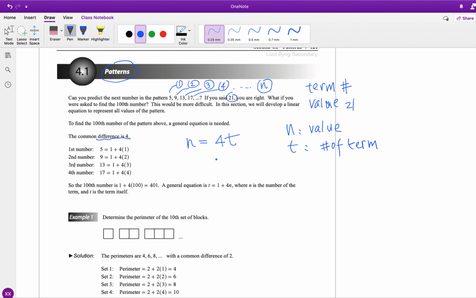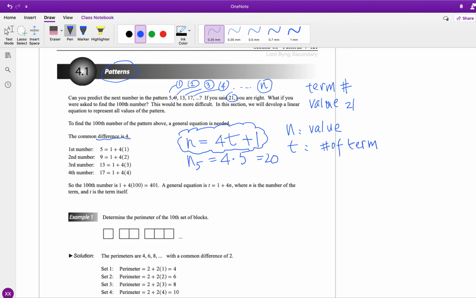However, is this the equation? Let's check the fifth term. The fifth term will be n5, so that is 4 multiplied by 5, because it's the fifth term. That equals 20. Oh, well, no, that is 21. So that's what's going on here. The first term is 4? No, the first term is 5. Therefore, in the general formula, we're going to plus 1. Believe it or not, this is our formula for this list of numbers.